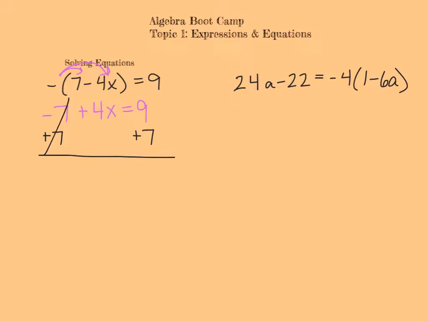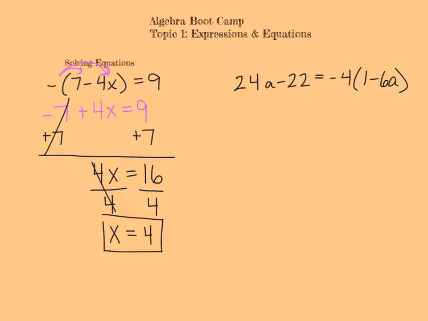When we do that, that cancels out, and we're left with 4x equals 16. Then our final step, we need to divide both sides by 4, and that will give us x equals 4 as our solution. If you'd like, you can always plug it back into the original equation to check your answer.